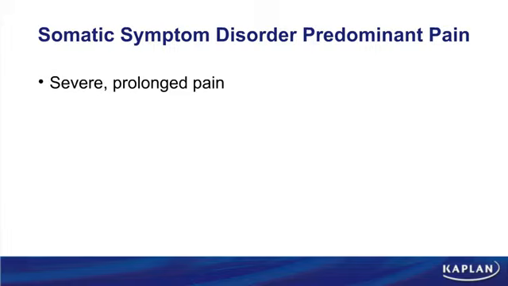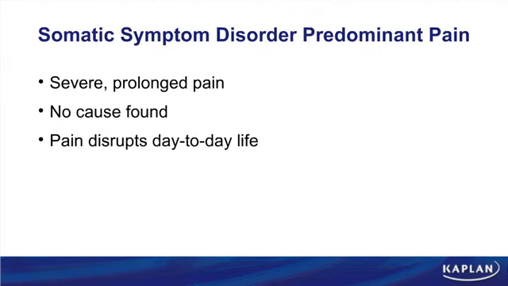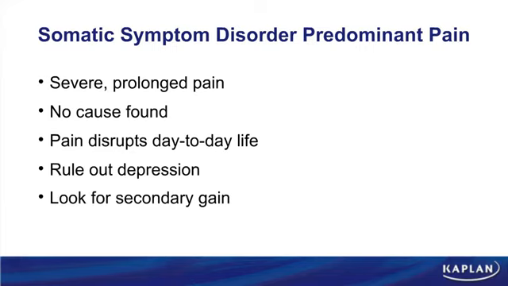The somatic symptom disorder predominant pain is a disorder where individuals have pain in one or more sites that tends to be severe and prolonged, and they cannot find any medical explanation. Because of the pain, you're going to have disruption in your day-to-day life, and you want to make sure that you're ruling out major depressive disorder. Remember what I mentioned earlier, that especially in the elderly, pain or any kind of somatic symptoms are common in their disorders. So you want to make sure these are patients that are not depressed and are not somatically preoccupied.